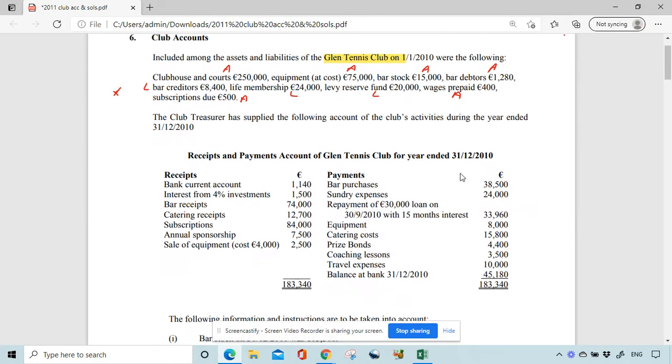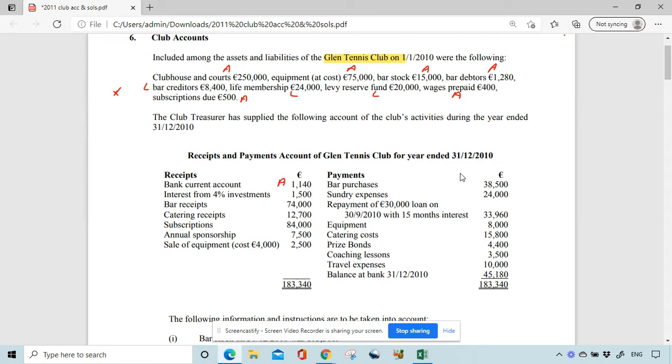With the accumulated fund as well, we are also looking for our opening bank balance. So in this case, we look at the receipts or the payments. It's on the receipts side, so it's an asset of 1140. That's at the beginning of the year. This is our bank balance here at the end of the year, 45180. So there's another asset.